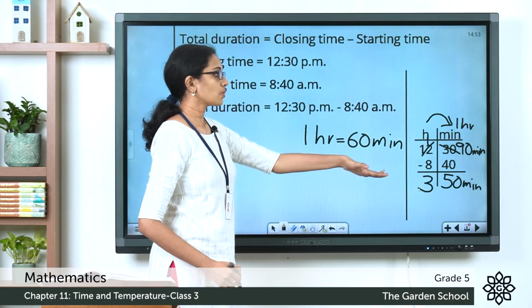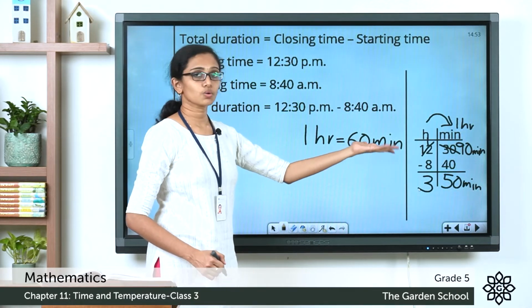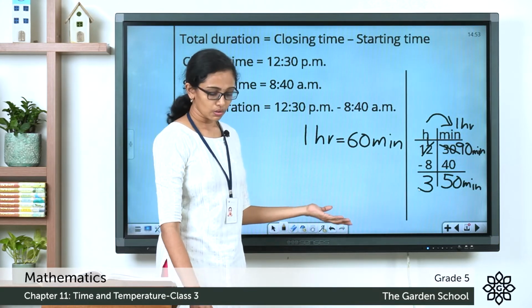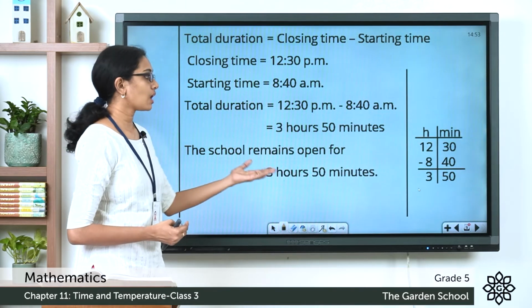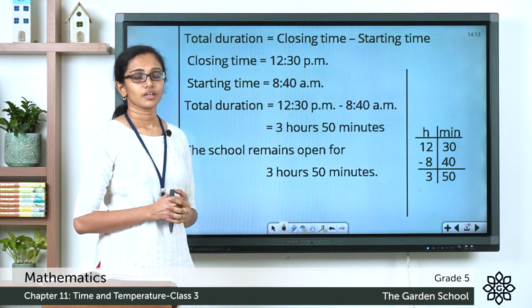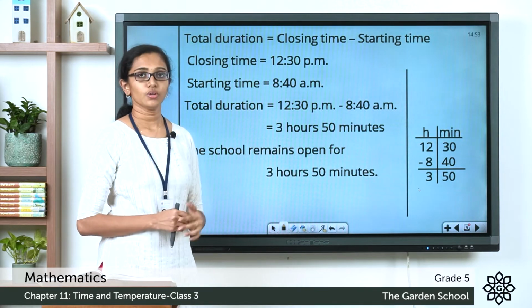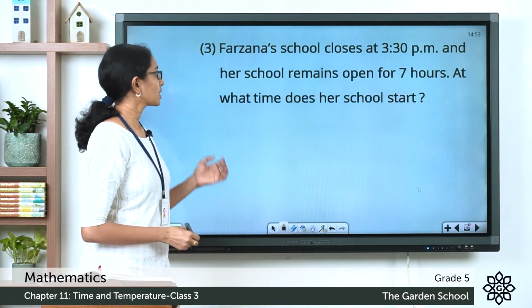So right now we have the duration in which the school remained open. So for how long did the school remain open? The school remains open for 3 hours 50 minutes every day. So I hope this is clear to you. Now we will see one more example.